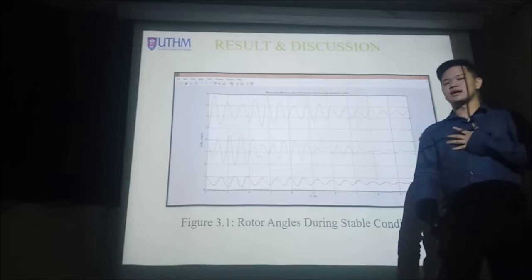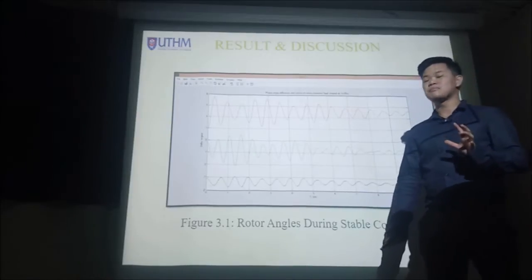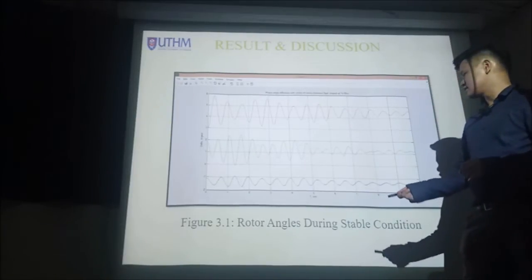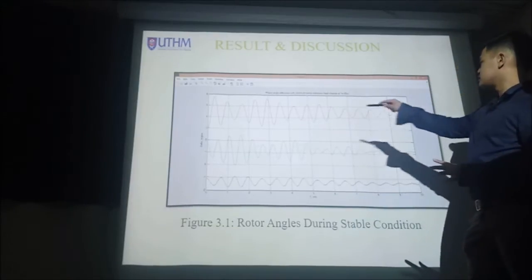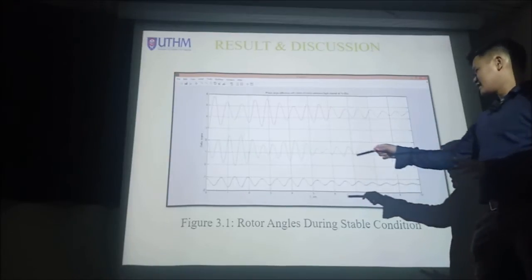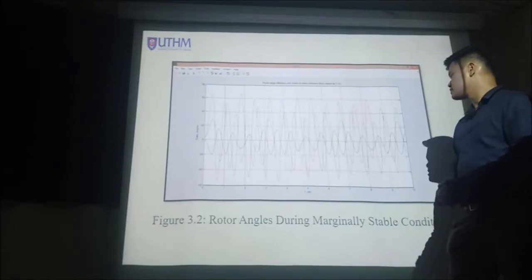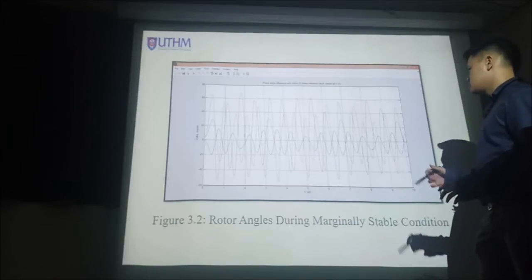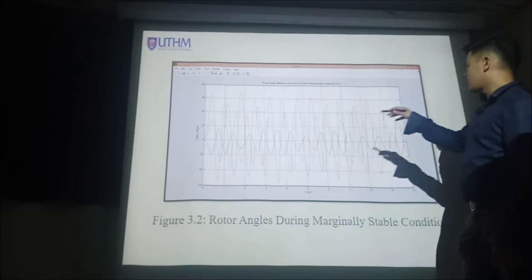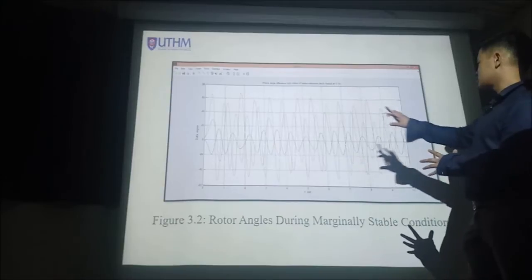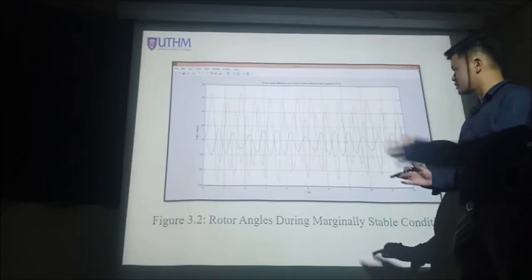Thank you, Aidi. Now, next, I'll be talking about the rotor angles for example 11.7. As you can see here, this is the rotor angle during stable condition. Looking at the graph, you can see all of them are relatively stable, and thus it is called the stable condition. Next. Now, this is the rotor angle during a marginally stable condition. As you see, the amplitudes are not really in sync with one another. They are quite different, but from afar it looks almost stable, so that's why it's in a marginally stable condition. Thank you.